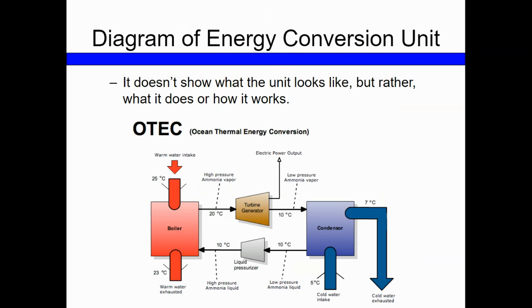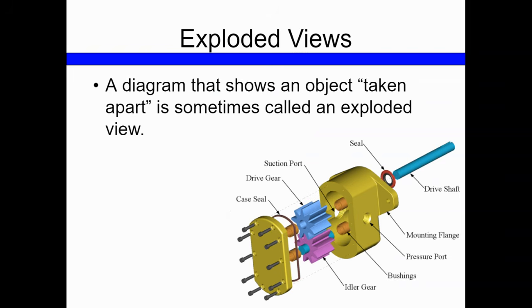Here's a diagram of an energy conversion unit. It does not show what the unit looks like, but rather what it does or how it works, going from boiler to liquid pressurizer, turbine generator, and condenser. And then you have exploded views. A diagram that shows an object taken apart is sometimes called an exploded view. And you can see here is one for a plug or a drive shaft piece.